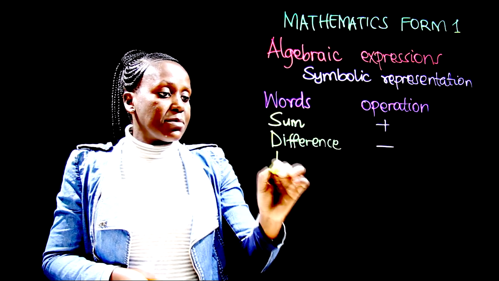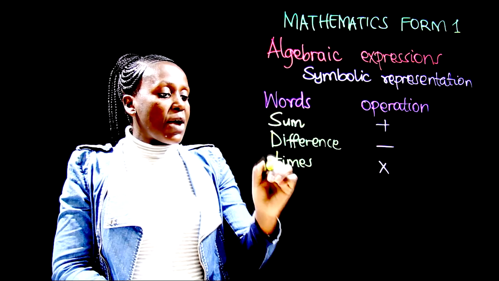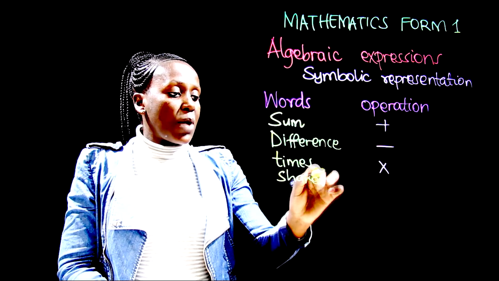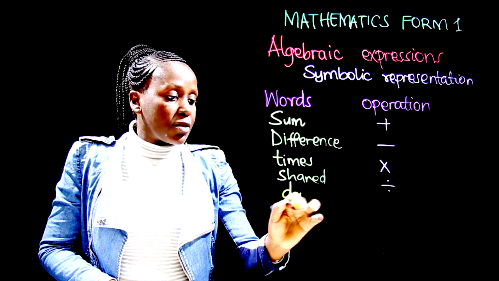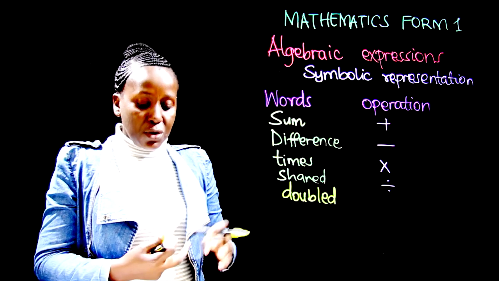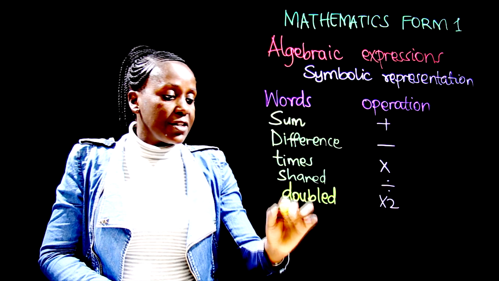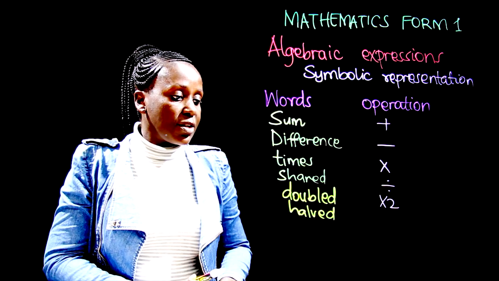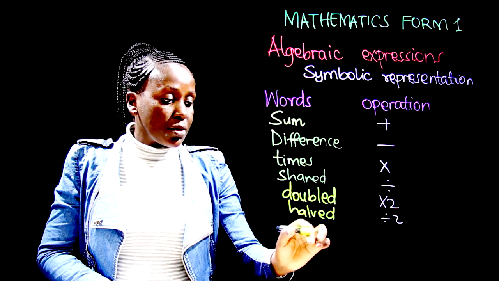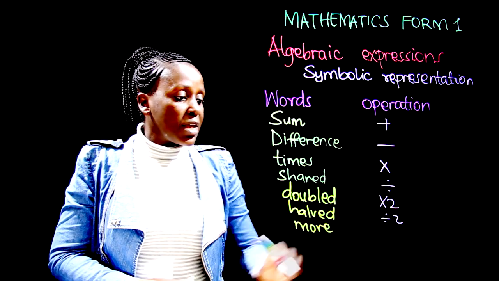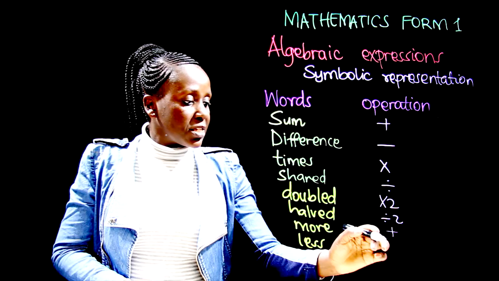The other one is times, which requires that you multiply. The other one is shared, which requires that you divide. The other word is doubled. So doubled or double requires that you multiply by 2. The other word is halved, which requires that we divide by 2. Now the other word is more, and this requires that we add. The other word is less, which requires that we subtract.